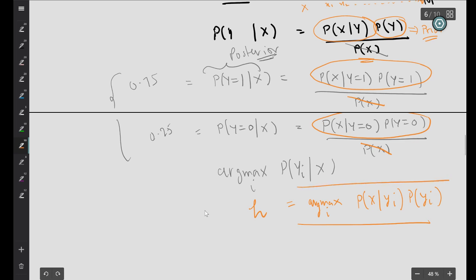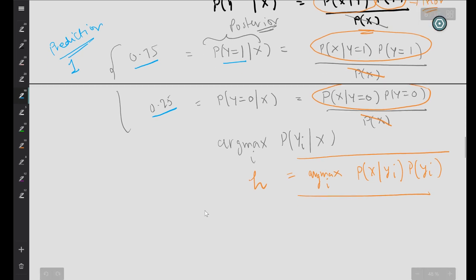What we are saying here is that the value of i for which the posterior probability of yi is maximized is my final answer. Let's say the probability that the given review belongs to the positive class is 0.75 and to the negative class is 0.25. Definitely my prediction would be class 1. Now let us see how we can compute these two values.